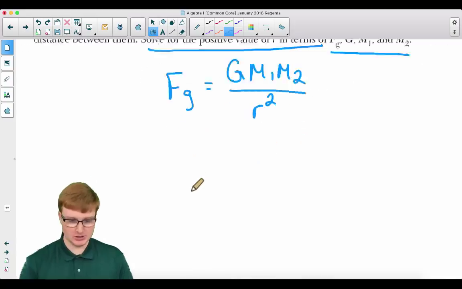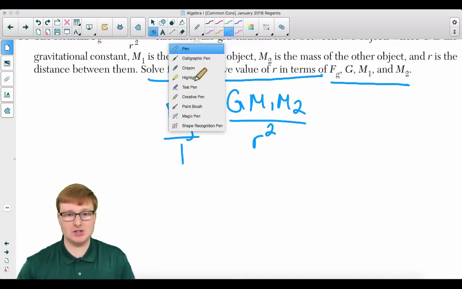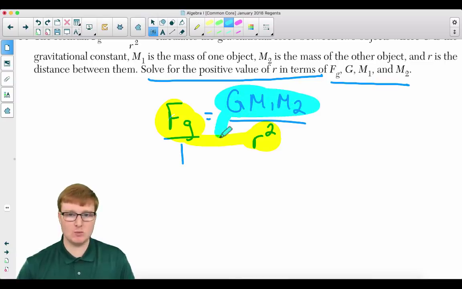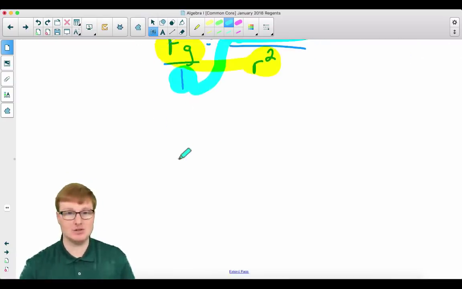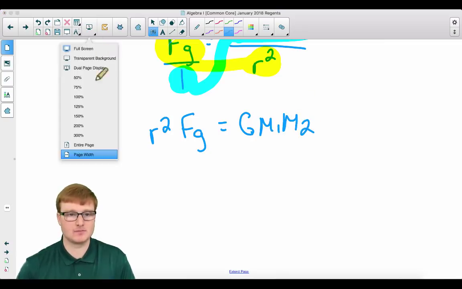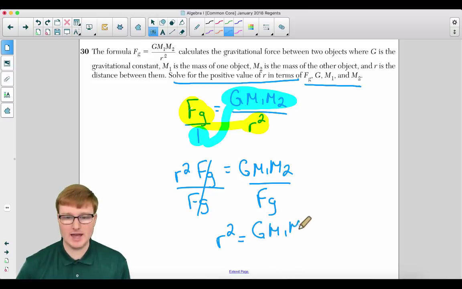The first thing that I would do, personally, is cross-multiply. Put F sub g over 1 and cross-multiply. So we have F sub g times r squared, and g m1 m2 times 1. So we have r squared times F sub g equals g m1 m2. Now, continuing to solve for r, we divide by F sub g on both sides. We have r squared equals g m1 m2 divided by F sub g.